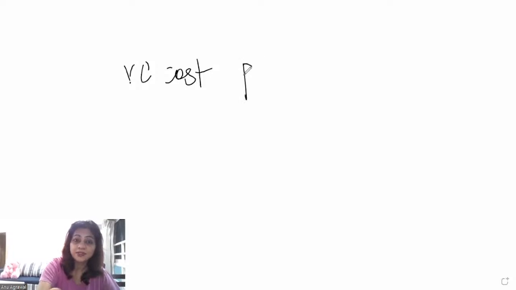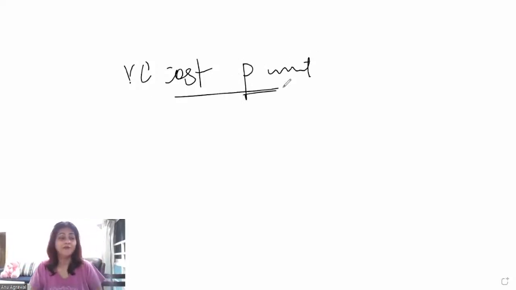Variable cost is always per unit. Now, variable cost per unit: let's say I teach for 1 hour. In our service industry, we are spending our time, and that time has got value. Yes, the time has got a cost.